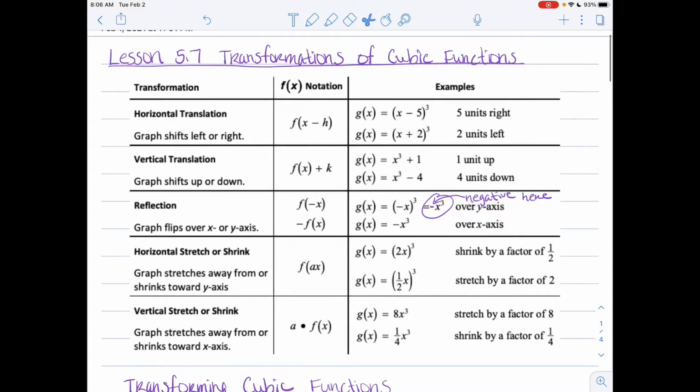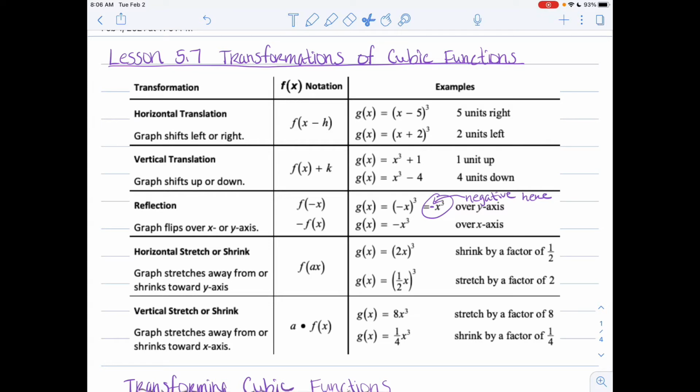Hi everyone, today we're going to be going over lesson 5.7, transformations of cubic functions. These transformations work just the same as the transformations we've seen all year. So we have transformed linear, absolute value, and quadratic equations before, and now we're simply applying the same rules to cubic functions. I'm not going to go over this table step by step, but you can refer to it as you need to.